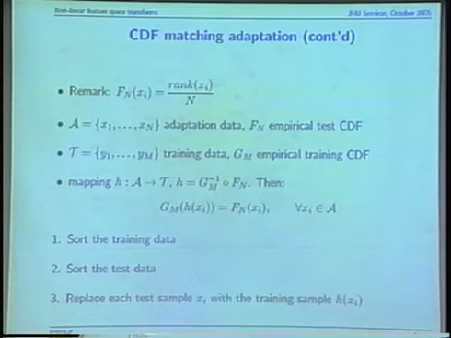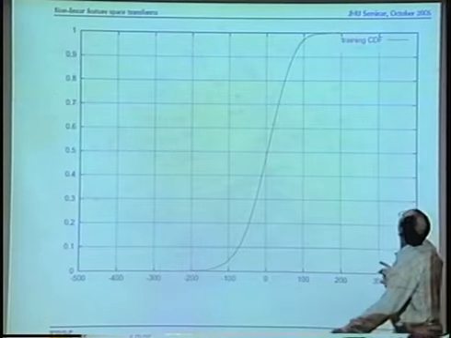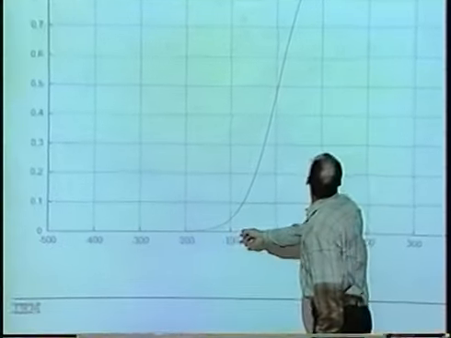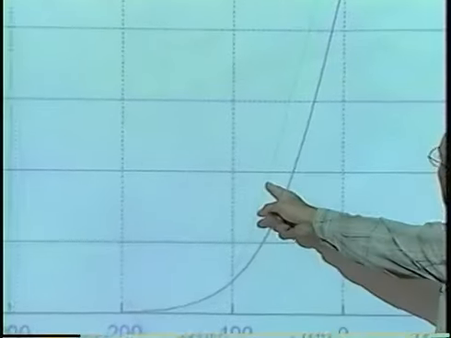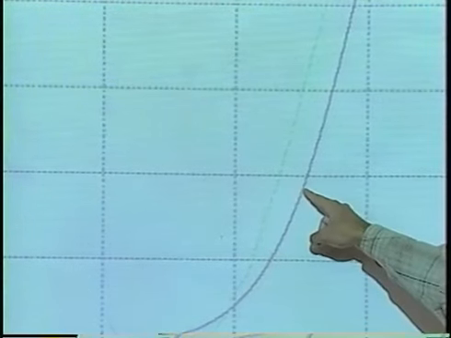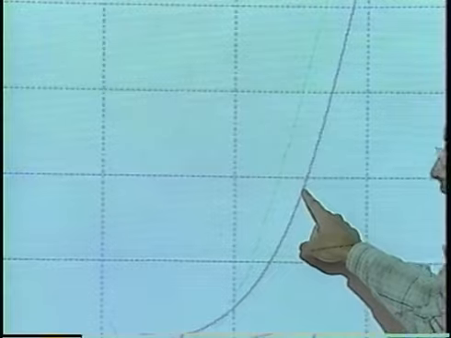So maybe this is not clear. Let's go back to, on this picture it's a lot easier to explain. What we do here, we take each sample of the test data, we look up its CDF value, then we map it to a sample of the training data which has the same CDF value. Okay?